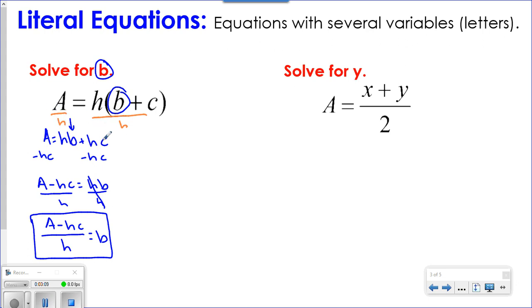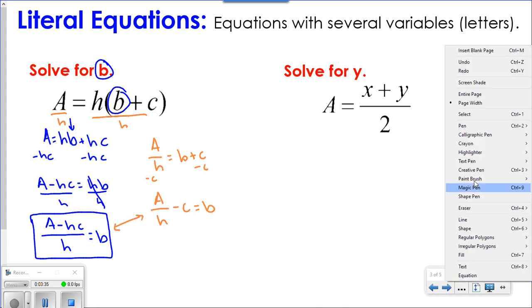The trickiest thing with these expressions is being able to recognize expressions that are equivalent. So if you divide by h in the beginning and you go through and do your work, now we have a over h equals b plus c. I want to subtract c from both sides. So we have a over h minus c equals b. And these are going to be equivalent expressions.